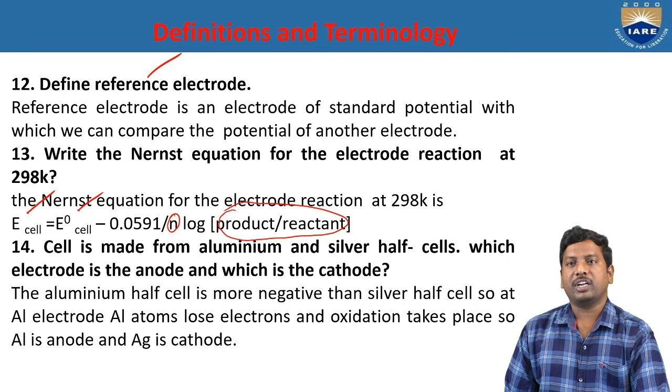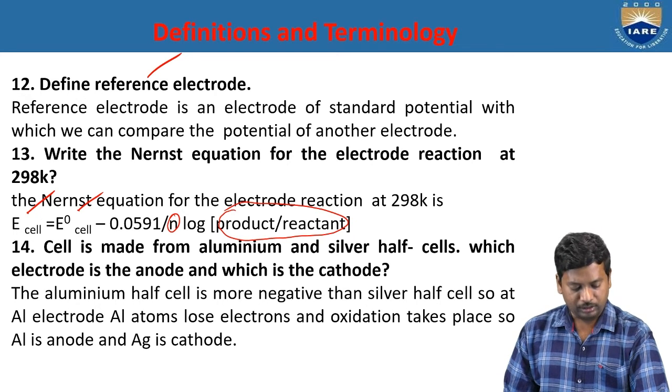Fourth hint: a cell is made from aluminum and silver. Which electrode is the anode and which electrode is the cathode? The aluminum of the cell is more negative than the silver of the cell. So at the aluminum electrode, aluminum atoms lose electrons and oxidation takes place. So aluminum is the anode and silver is the cathode. According to the electrochemical series, whether a metal acts as cathode or anode depends upon their standard reduction potential. So the electrochemical series is defined as the arrangement of the elements according to their standard reduction potentials.